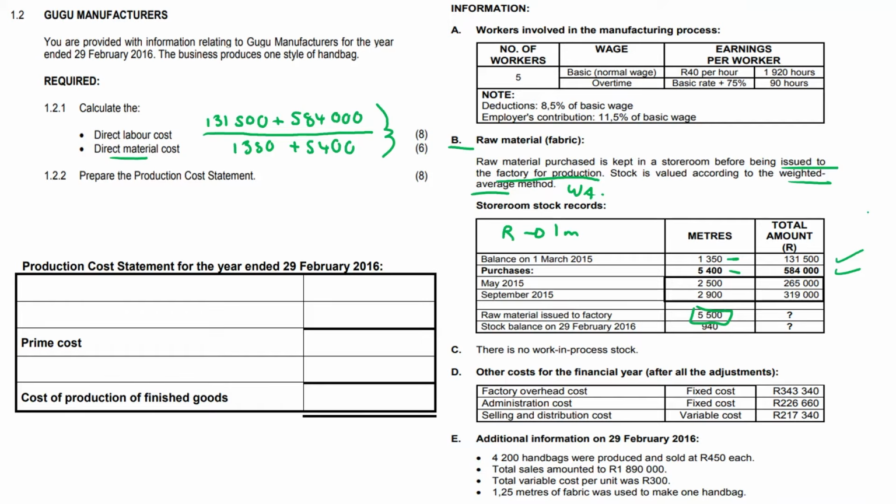Okay, so whatever we have here, we must multiply by 5,500. That was our raw material issued to the factory. Okay, and if you plug all that into your calculator, you should get 583,000. Okay, and now we can plug all those values into our production cost statement.